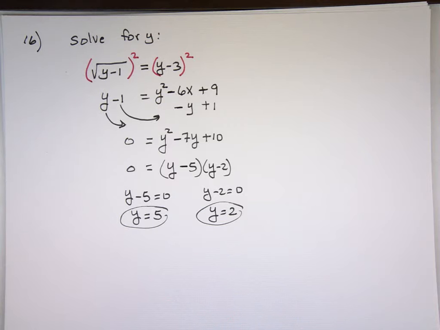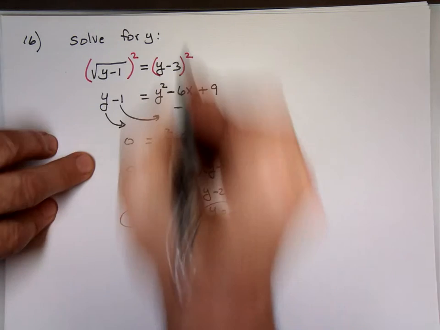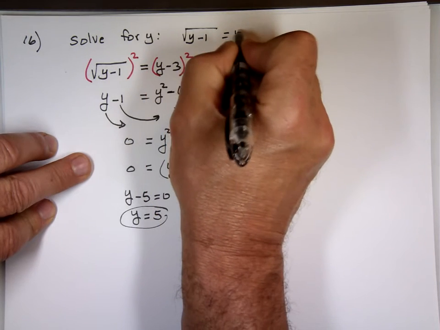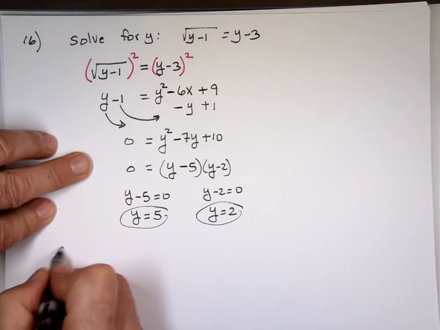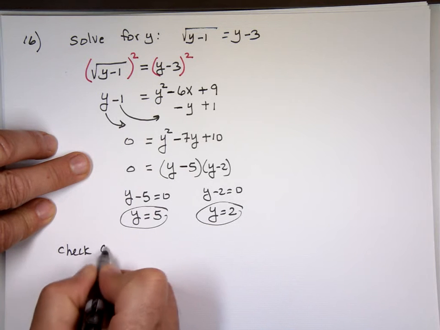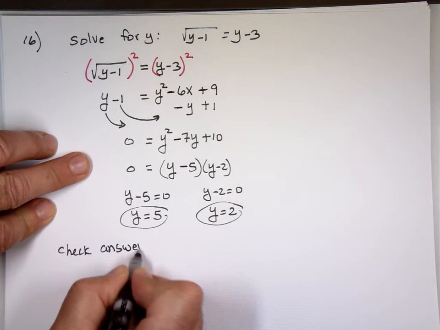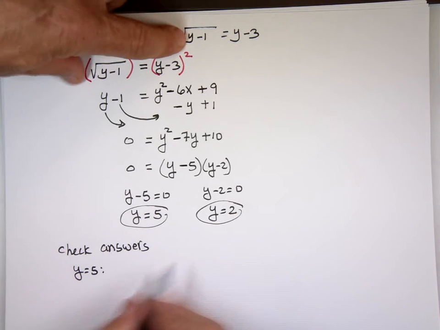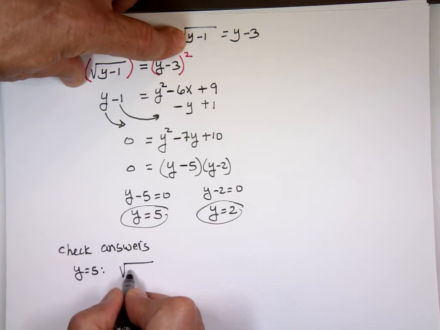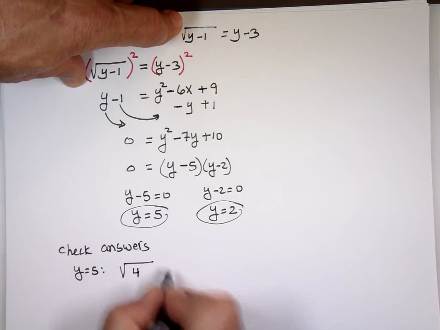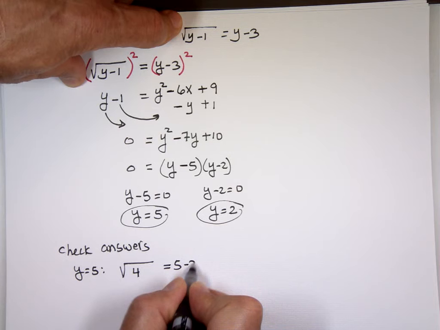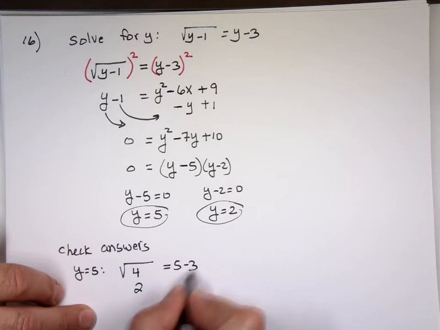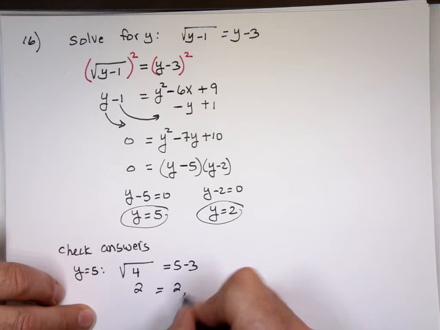We have to be careful when you have a square root. Let's go back to the original problem. Let's check the answer. Let's try the y equals 5. Plug it in. Is the square root of 5 minus 1, which is 4, equal to 5 minus 3? What is the square root of 4? 2. What is 5 minus 3? 2. Yes, they are equal. So that's good. The 5 is good.